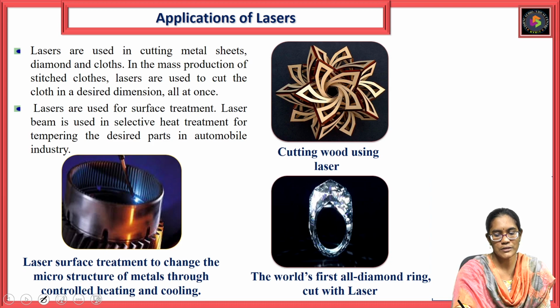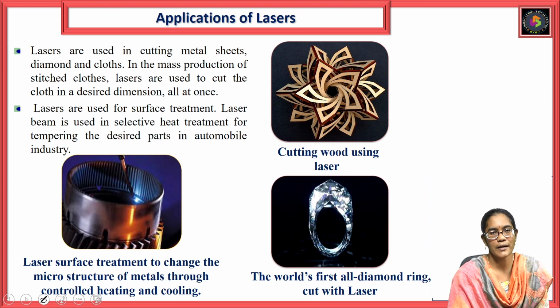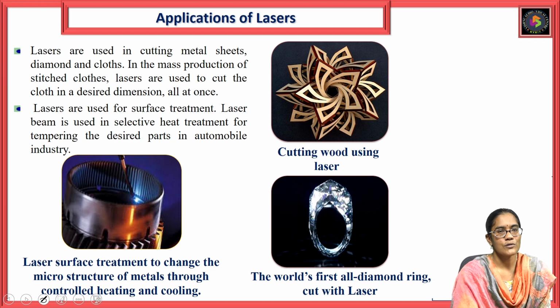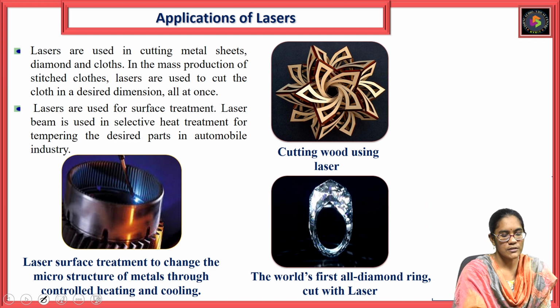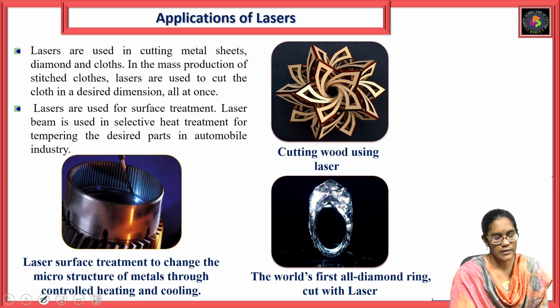This image shows cutting wood using lasers. Mostly these are used for decorative purposes. And this is the world's first diamond ring. It is cut with lasers. And lasers are also used for surface treatment. Mostly these are used in the automobile industries.